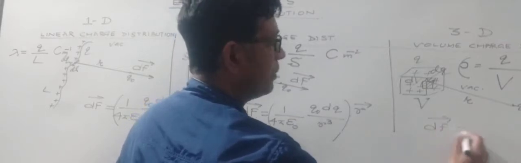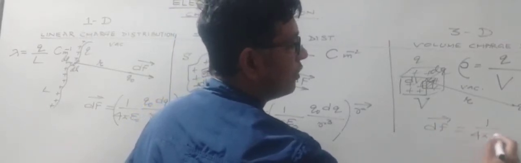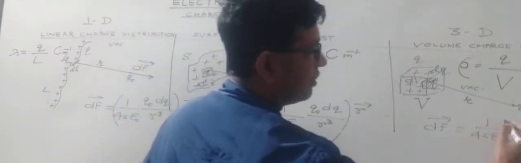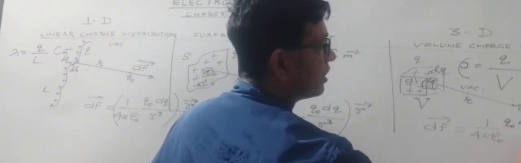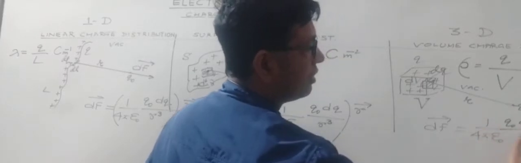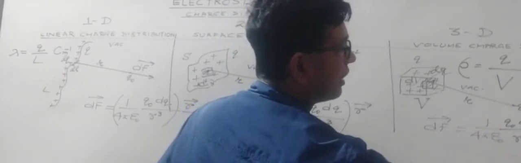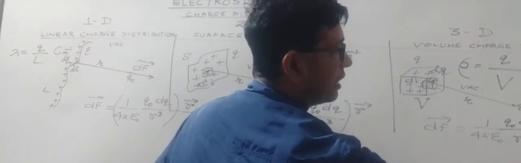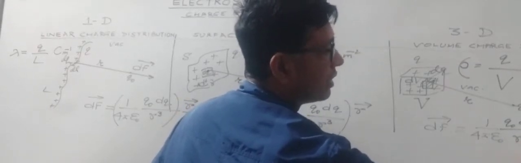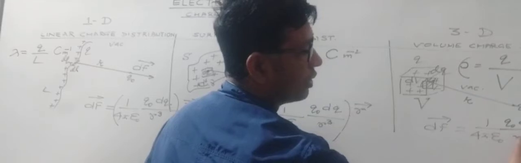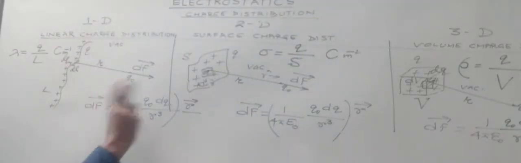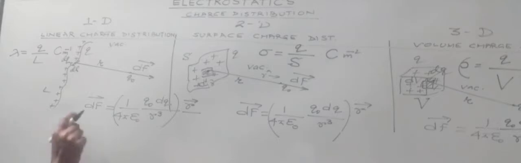dF vector may be written as 1 over 4 pi epsilon naught, one of the charges dQ and the other elementary charge Q naught, distance R square, again R cap. A unit vector is a vector divided by its magnitude, so it can also be written in this particular manner. Clear? Okay. Net force. Now, net force over here.